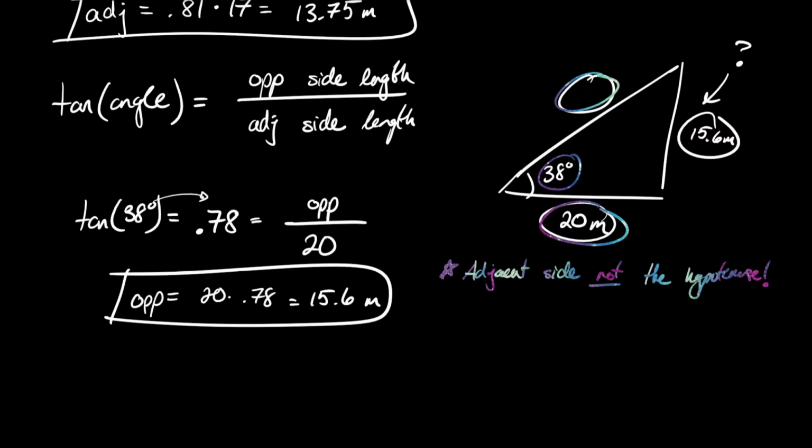Okay, adjacent sort of implicitly tells you it's the side next to the angle that is not the hypotenuse. That's what adjacent side means. Okay, so in this case, sorry, I forgot to draw the right triangle angle. This side opposite the right angle is the hypotenuse. It always is. So the adjacent side always refers to the side that is not the hypotenuse.